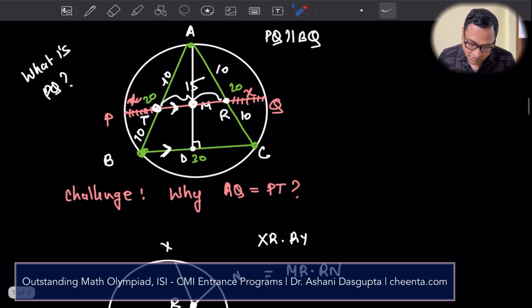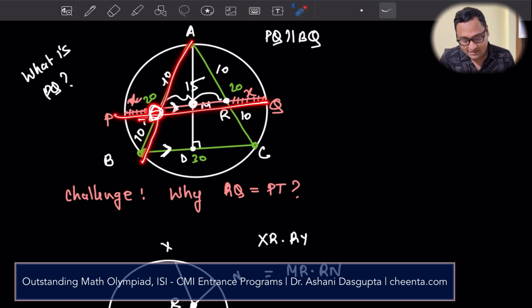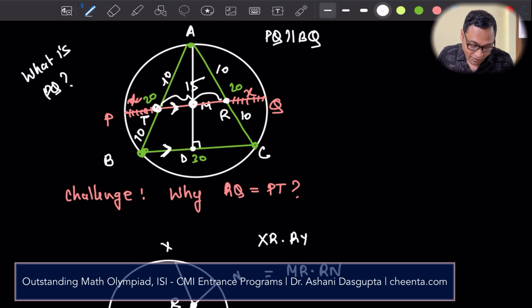So how do we go about it? If we can find x, then we can find PQ. So our goal is to find x. That's why we want to use the power of a point technique. AB is a chord, PQ is a chord, and they pass through the point T. So we can use power of a point here.